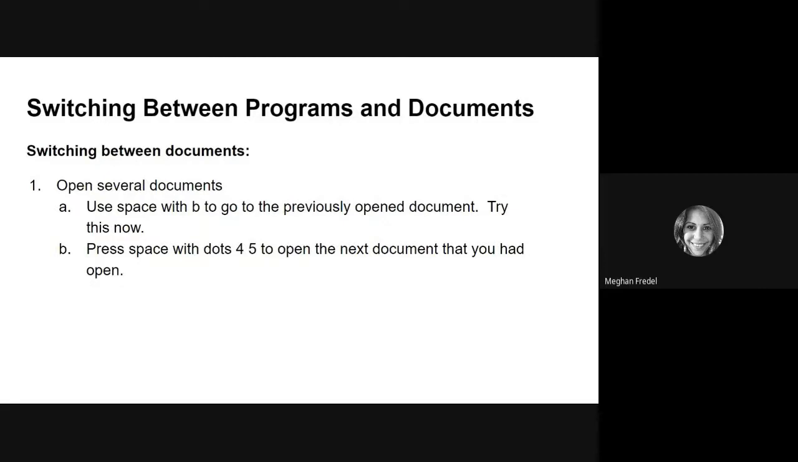Finally, I'll be going through with you how to switch between documents. To switch between documents, you simply use space with B to go to the previously open document. And then to go forward, you press space with dots 4-5.